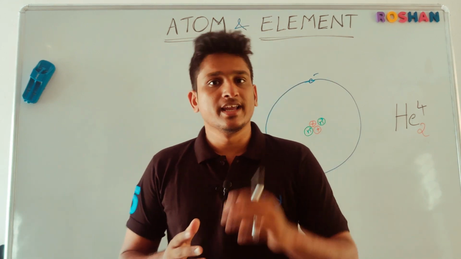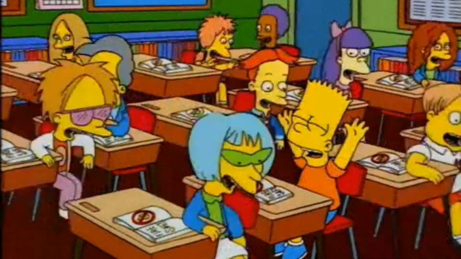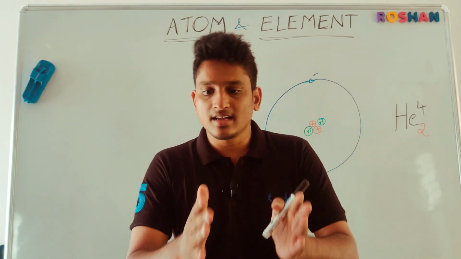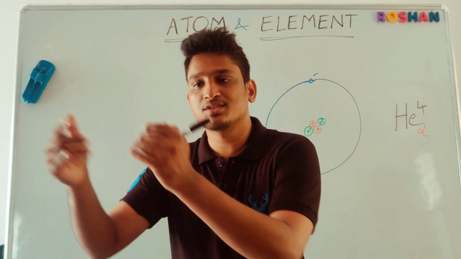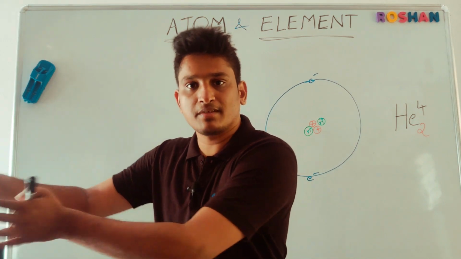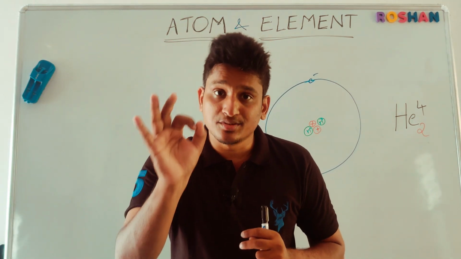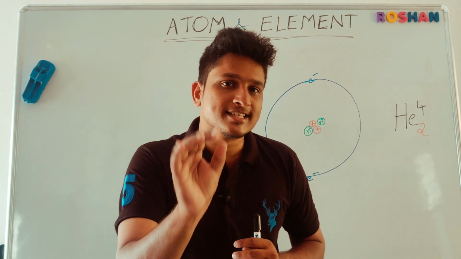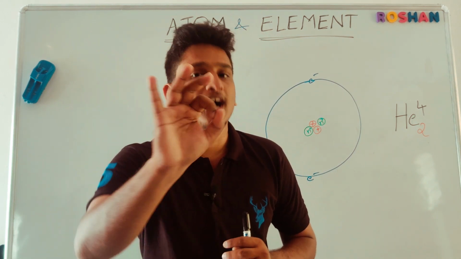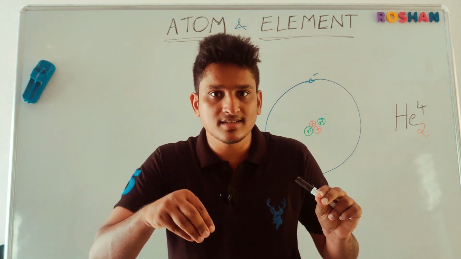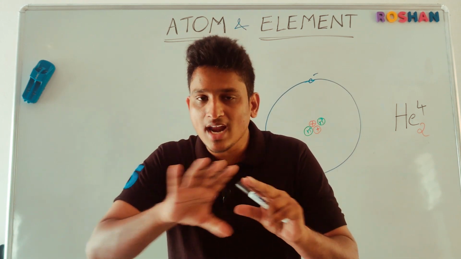For example, in a school, there are 100 students. 10 students are studying in the first class, 10 in second class, 10 in third class, and 10 students each in 4th, 5th, 6th, 7th, 8th, 9th, 10th. Okay, total how many students are there? 100 students. Each student is like an atom. Total how many atoms are there? 100 atoms. Do all these 100 students study in the same class? Are they same? No. Are all atoms same?